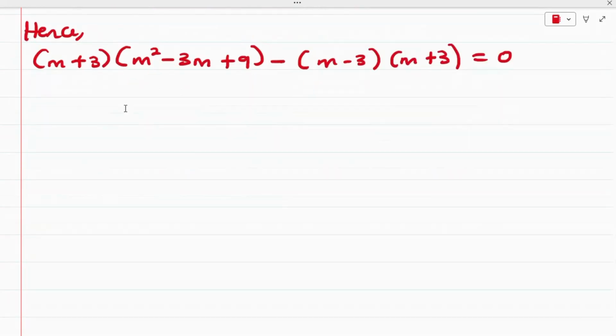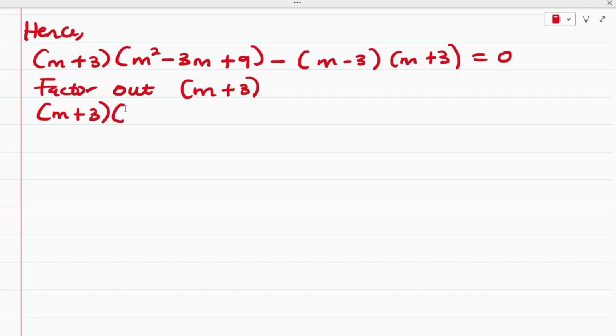Alright, so for this part, we want to simply factor out the common term. Now the common term right here is m plus 3. So when we factor out, this is going to become m plus 3 into, if you factor out m plus 3 from this, we have this left, which is m squared minus 3m plus 9, minus, if you factor out m plus 3, we have m minus 3 left, and this is equals to 0.